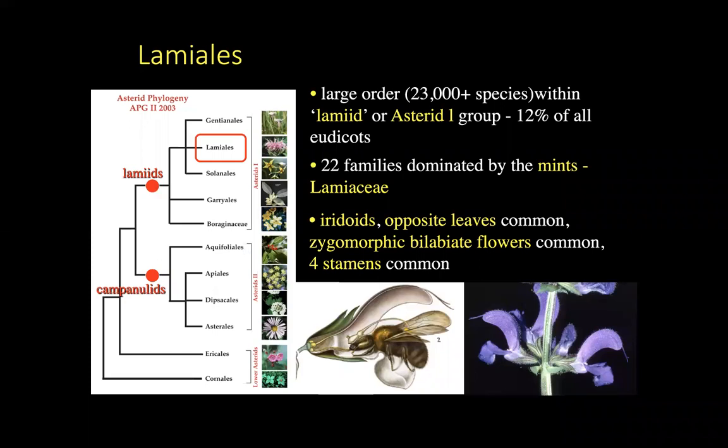These now have the iridoids back. These are opposite leaves for the most part, and strongly zygomorphic or bilabiate two-lipped flowers common. We're going to see drops in stamen numbers. 4 stamens is common. We'll see some go down to 2.